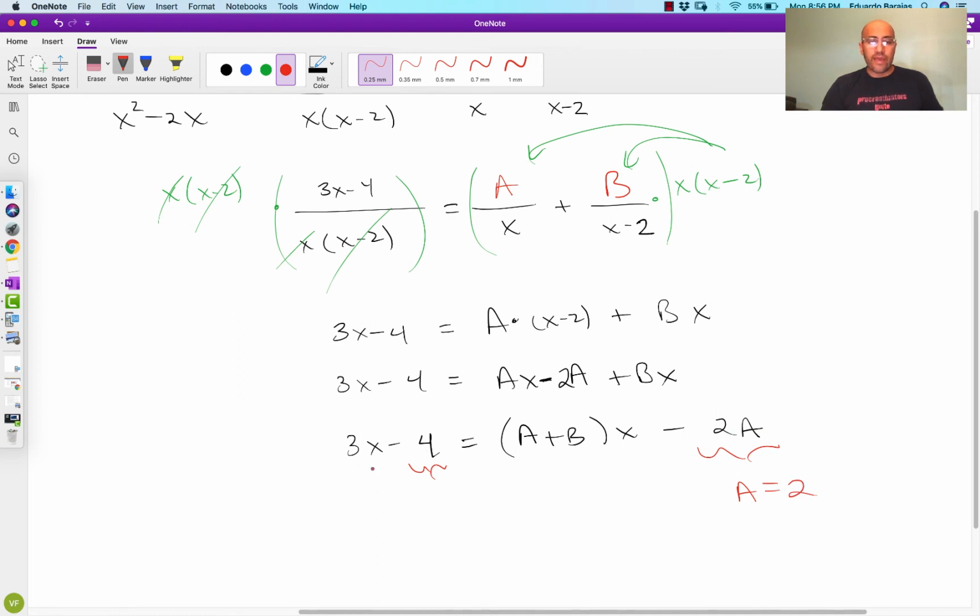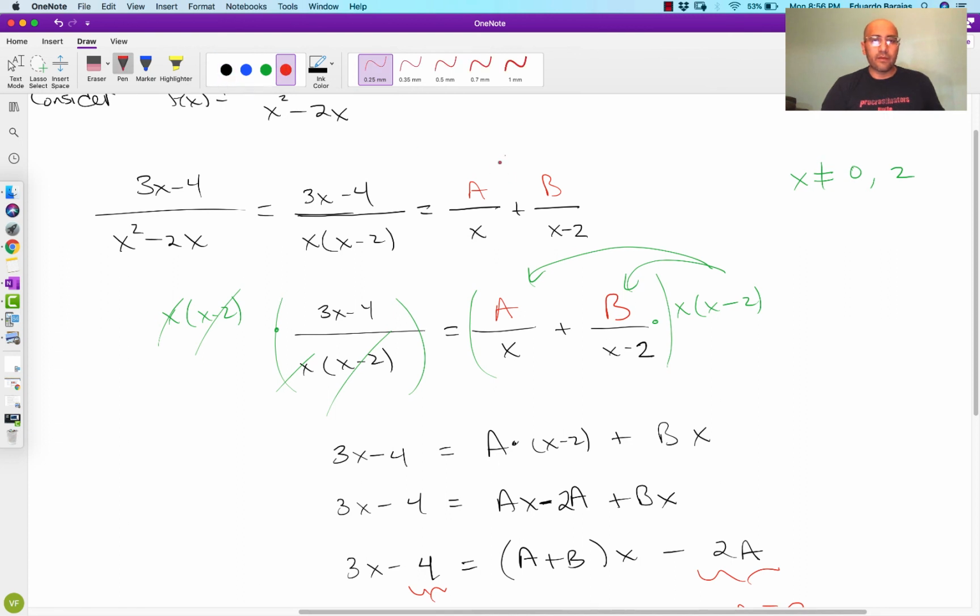Okay, so now we have that the 3 must be equal to A plus B. So we get that 3 must be equal to A plus B, and the A is a 2. So it must be true that B equals 1. B equals 1. Okay, so now we have our constants. A equals 2, B equals 1.